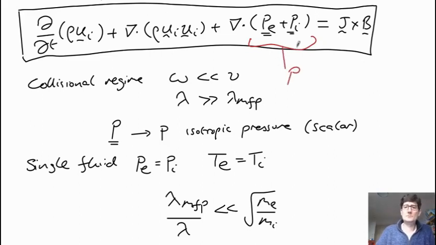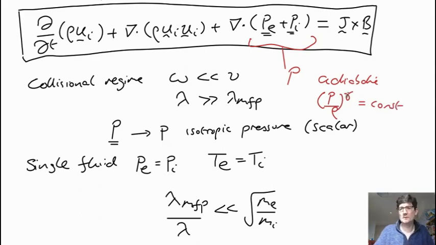And then in ideal MHD, for example, this is assumed to be adiabatic. So you just assume that P over rho to the gamma is constant. And that provides a closure equation for these equations.